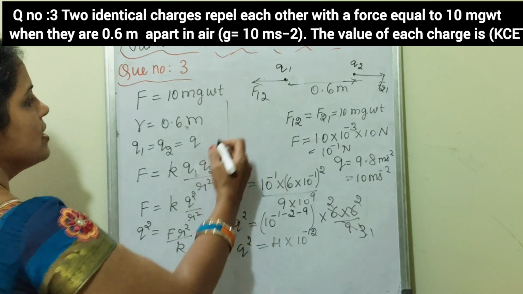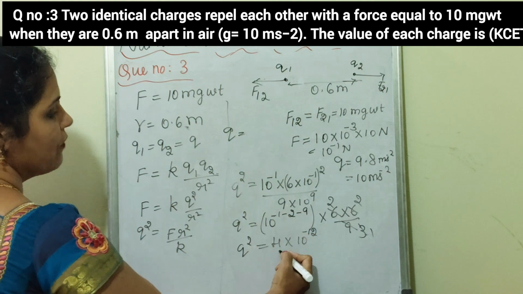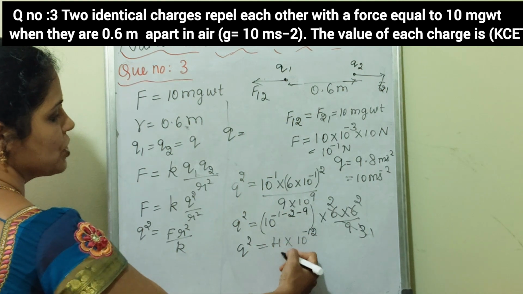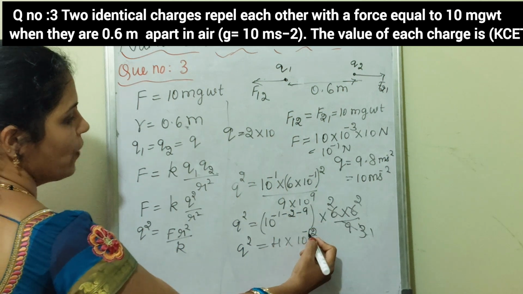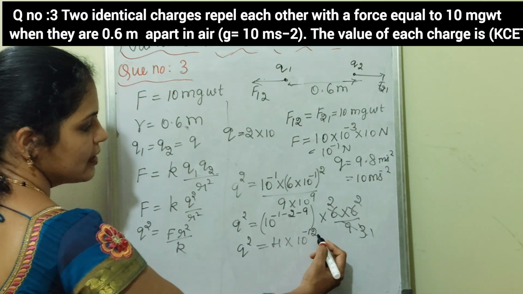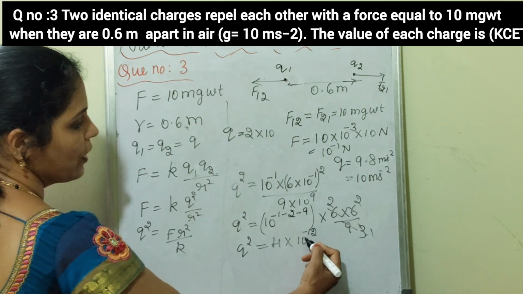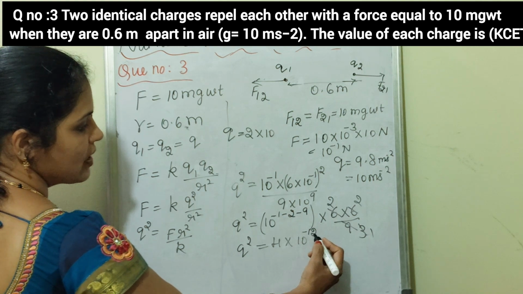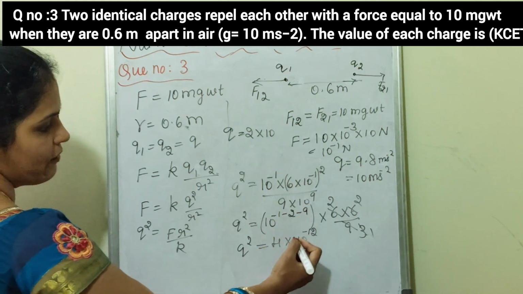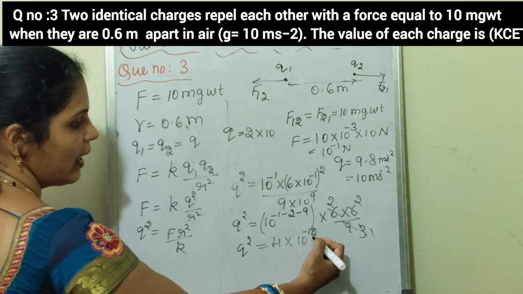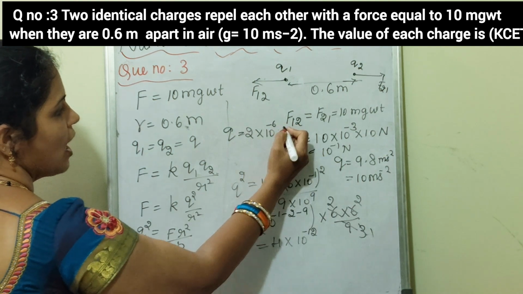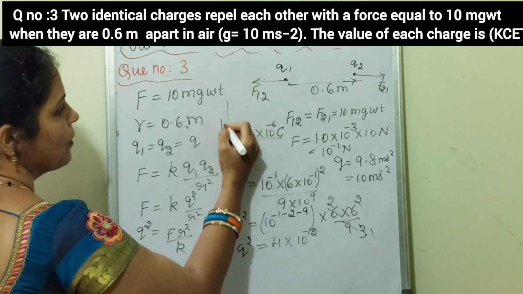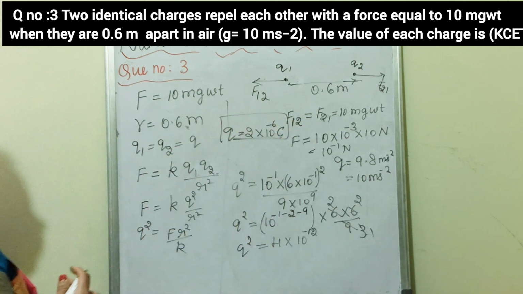Or Q is equal to the square root of 4 into 10 to the power minus 12. Square root of 4 is 2, and for the square root of 10 to the power minus 12, you divide the power by 2. Square root means the power is half. So 12 by 2 is minus 6. So the charge is 2 into 10 to the power minus 6 coulomb.